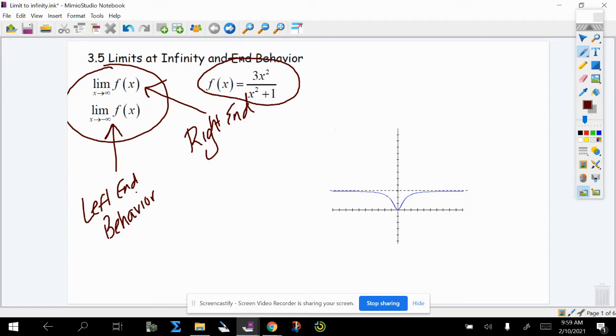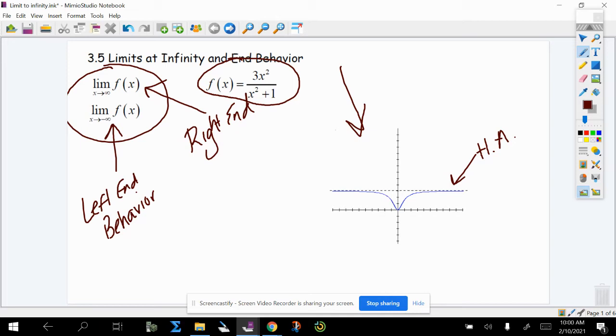So this function right here, 3x squared over x squared plus 1, I drew a picture right here. This is a screenshot from a graphing calculator. That is what that graph looks like. And what you'll notice is the end behavior is flattening. Both sides have what looks like a flat piece going towards a horizontal asymptote. So this dotted line is a horizontal asymptote. And what it does is it kind of guides my end behavior. It almost serves like a guide rail to tell me where my function is going.